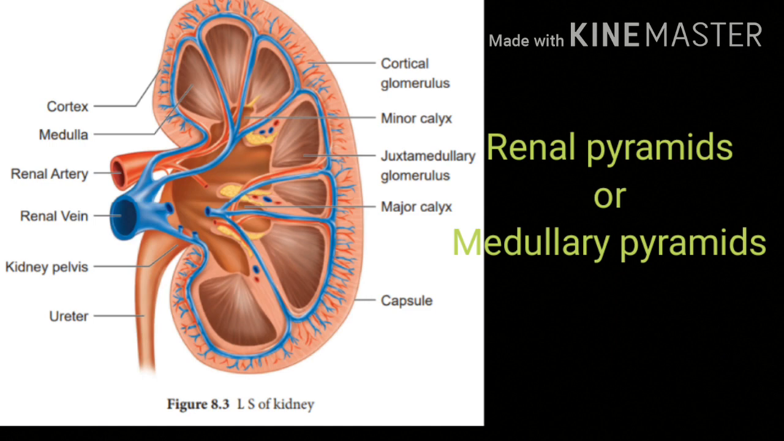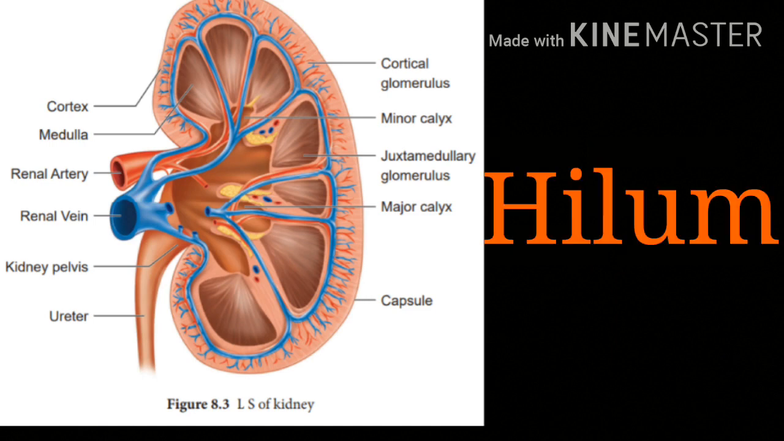On the inner concave side of each kidney, a notch is present. That is called the hilum. What is the hilum? Through this hilum, blood vessels and nerves enter and the urine leaves.